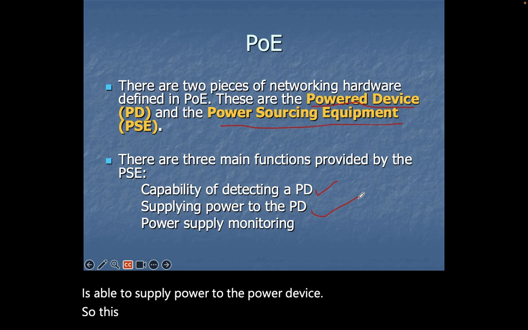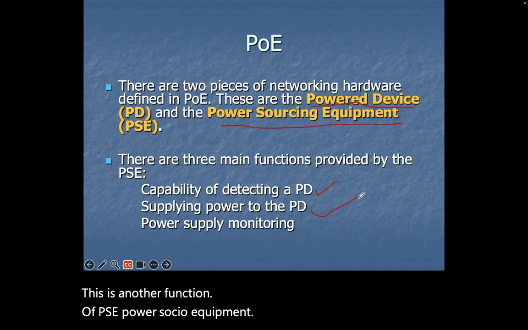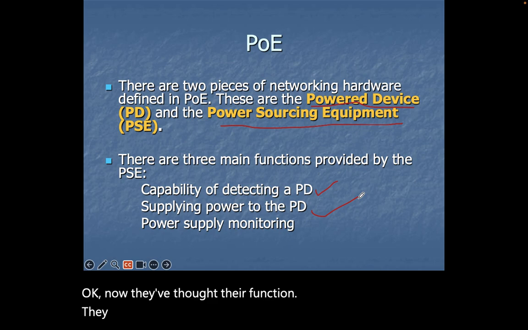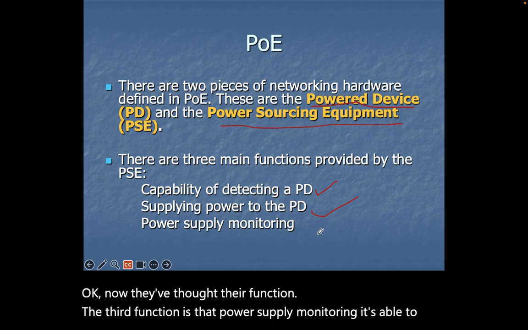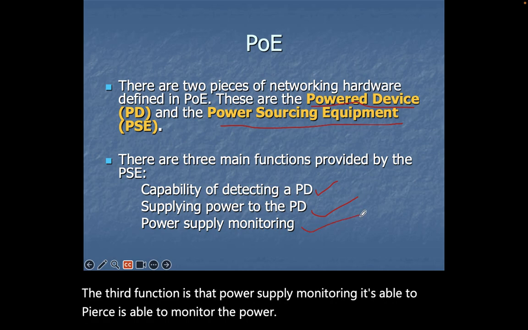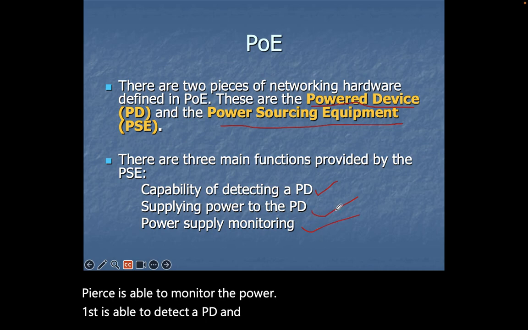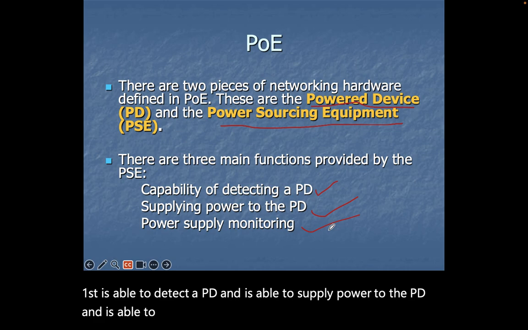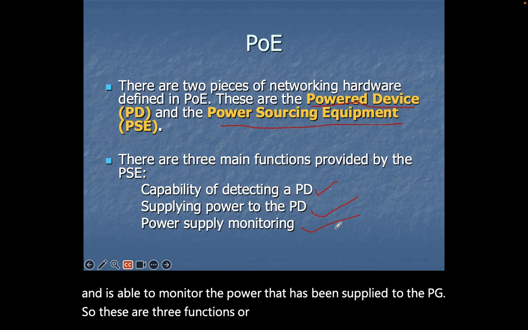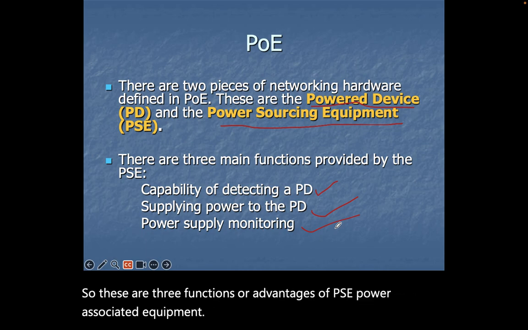So this is another function of PSE, power source equipment. Now the third function is power supply monitoring. PSE is able to monitor the power. First, it's able to detect a PD, then it's able to supply power to the PD, and it's able to monitor the power that has been supplied to the PD. So these are three functions of PSE, power source equipment. Okay, now let's move on.